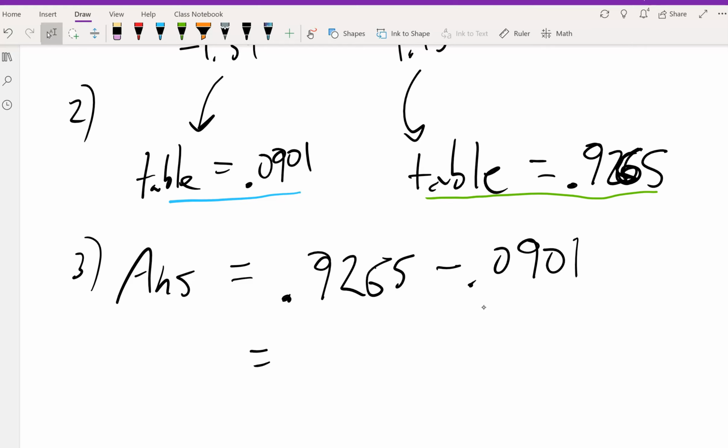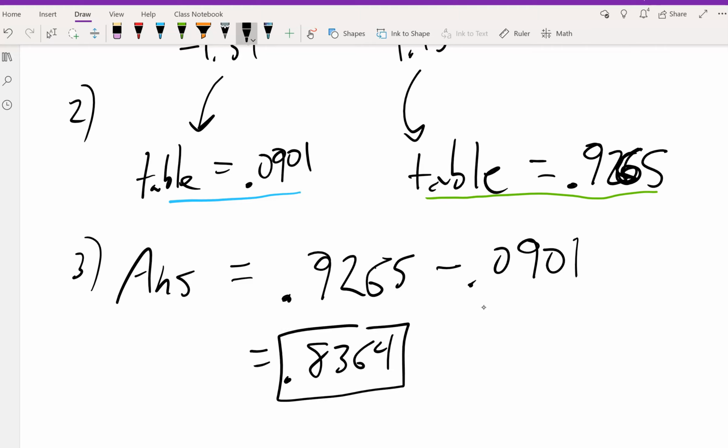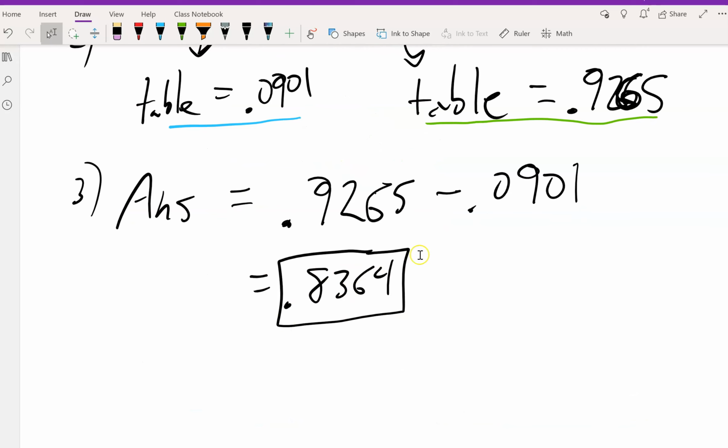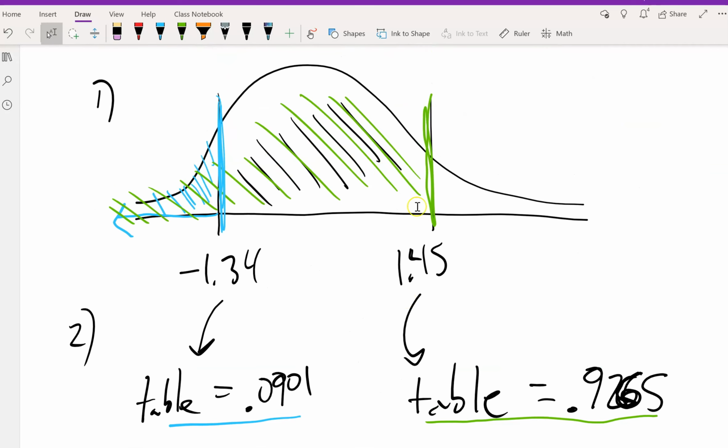So 0.9265 minus 0.0901 is a whopping 0.8364. And so that's the answer. Roughly 83% of us will fall between those two markers. What are we studying? Whatever fits underneath there in terms of a histogram. As long as your histogram is normal, you could talk about that fact that 83%, 83.64% of us, will fall between these two bars.